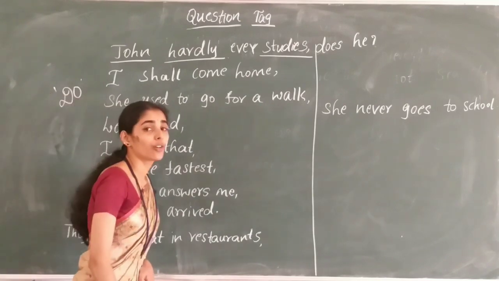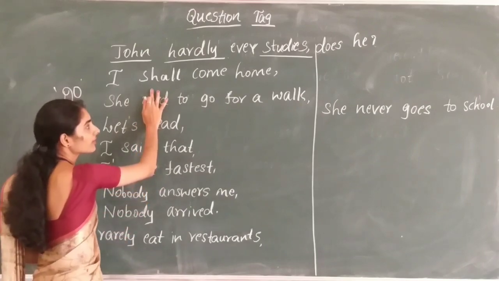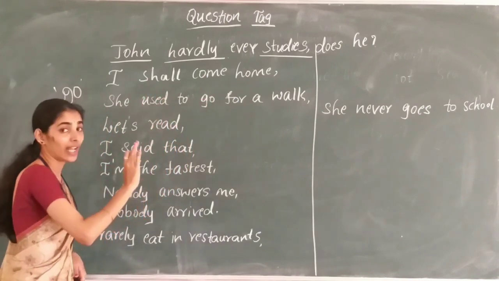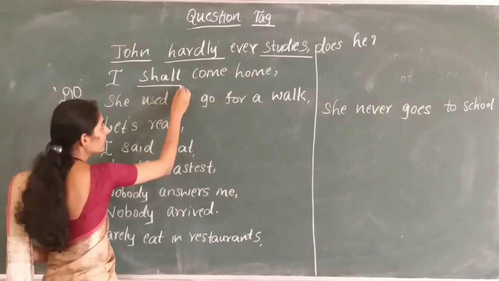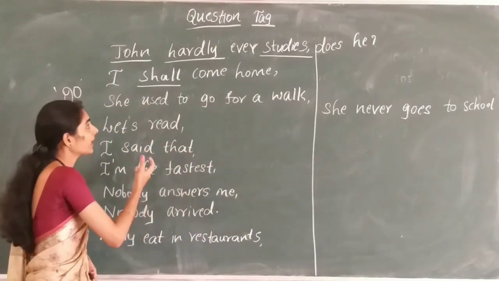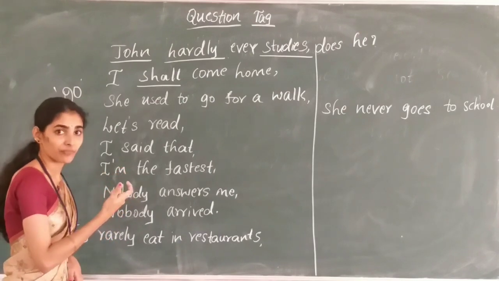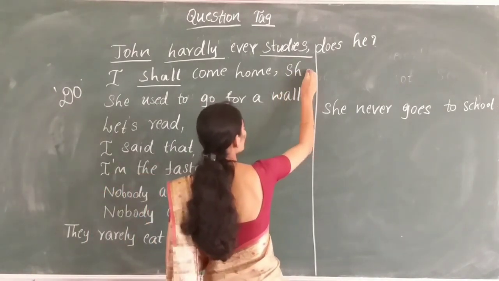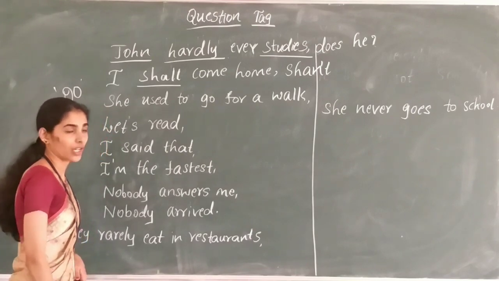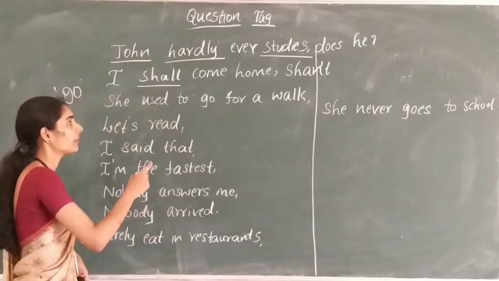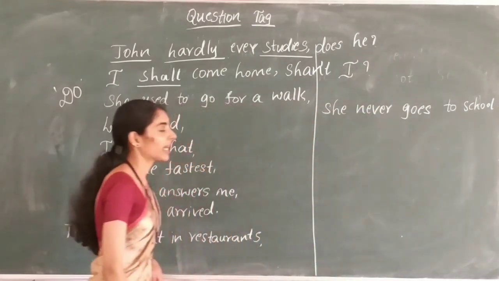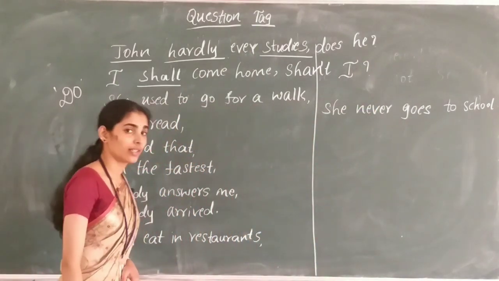Look at the next one. I shall come home. Now this is a positive sentence. There are no negative words here, right? And another thing, do you find any helping verb there? Yes, there is a modal verb, that is shall. So we have to take that shall, but when we make shall negative, it becomes shan't. So shall becomes shan't in the tag. When you add shall plus not, it becomes shan't. Shan't I? I shall come home, shan't I? In that way.